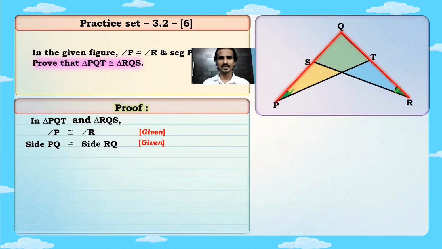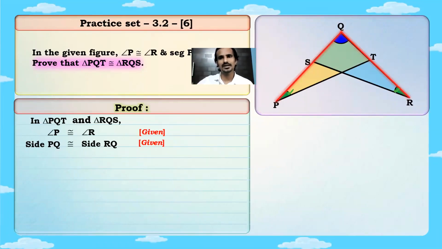Here there is no common side, but you can see that there is one angle which is shared by both the triangles, that is angle Q. So when you look at angle Q, it is same in both the triangles. So angle Q is the common angle. All right, so angle Q is congruent to itself. Okay, so common angle.